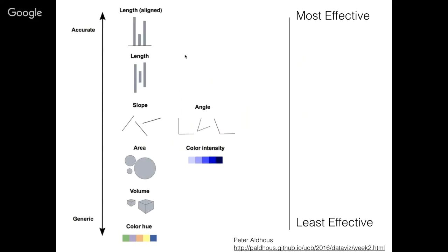Okay, these unaligned lengths, so these ones where they actually start from the same spot and go up, we're very good at estimating how big one is relative to the other and so forth. This is not so good. Okay, color intensity, we're not too bad. It's kind of like area. What do you mean by color intensity?